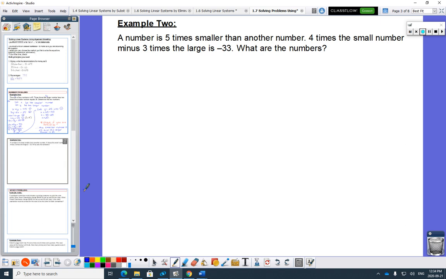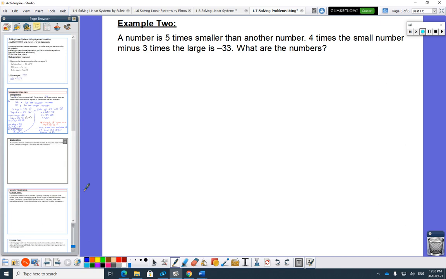Okay, so another type of number problem is one like this one, where one of the equations is actually seemingly simpler, but then sometimes that can make things a little bit trickier, which is sort of annoying. Okay, so a number is 5 times smaller than another number. 4 times the small number minus 3 times the large is negative 33.